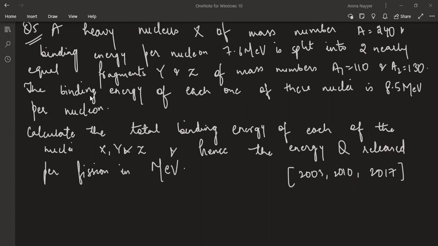Heavy nucleus X, mass number of X is given, binding energy per nucleon of X is given. This splits up into Y and Z, which are fragments having mass numbers 110 and 130, and binding energy per nucleon of each is 8.5 mega electron volt, right? You have to find the total binding energies of each. Binding energy per nucleon means binding energy divided by mass number. So to get the total binding energy, multiply that value by the mass number. That's how you will calculate X, Y, Z individually.